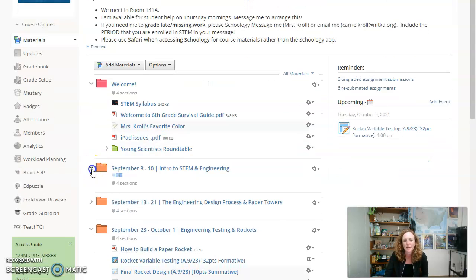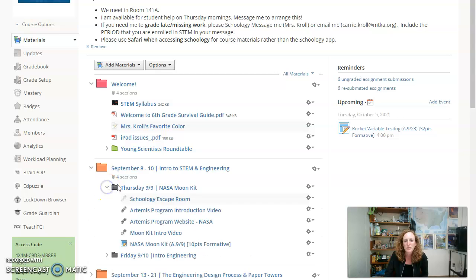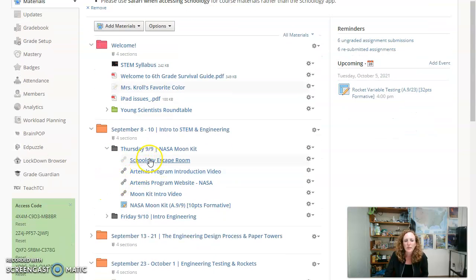In our folders, we will find information for each day or each week, depending on how long the project or the activity that we're doing lasts. And so students should be able to find everything that they need related to that activity within the daily or weekly folder.